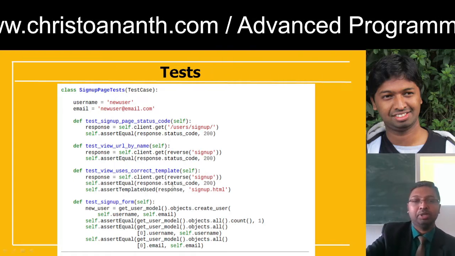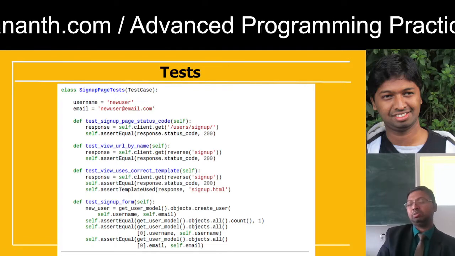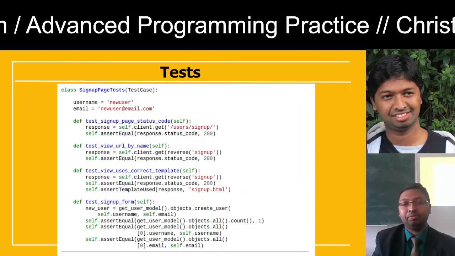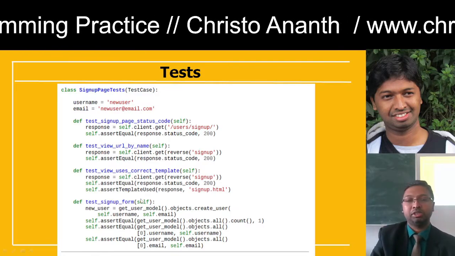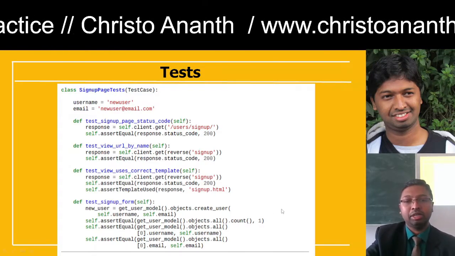Okay, so after doing all this, you will go with test_signup_form. So new_user is get_user_model().objects.create_user with self.username and self.email.